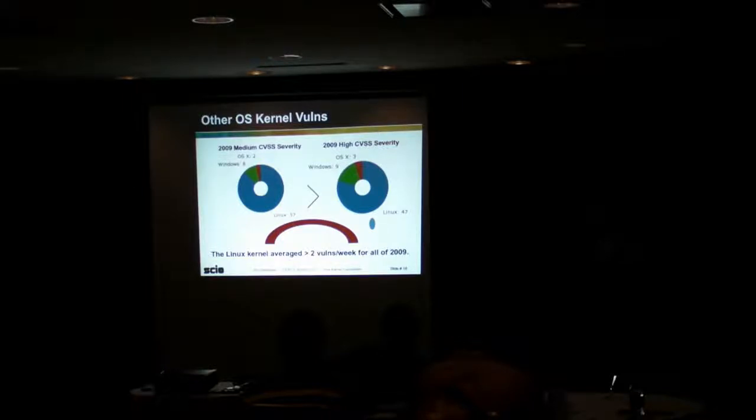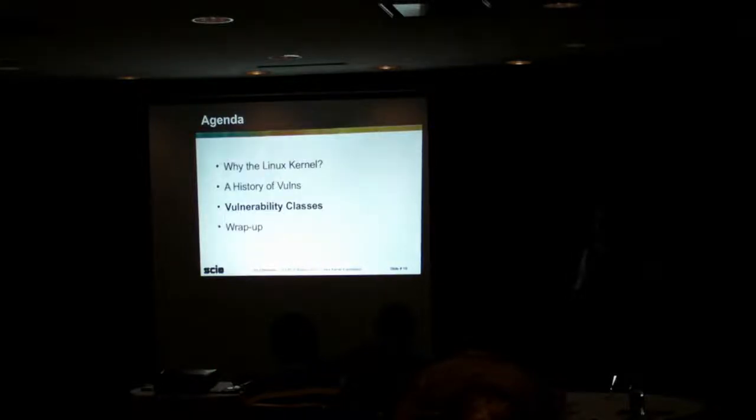And even worse, it means that the Linux kernel averaged over 2 vulnerabilities a week for all of 2009. So when we're talking about these devices, especially embedded devices, that are going to have fairly difficult QA and patch management cycles, 2 vulnerabilities a week is a lot for a company who doesn't specialize in Linux development to keep up with all these patches. So we're going to move on to some of the vulnerability classes in the Linux kernel.